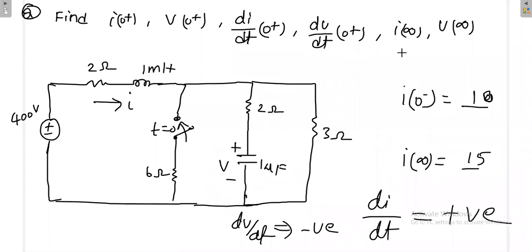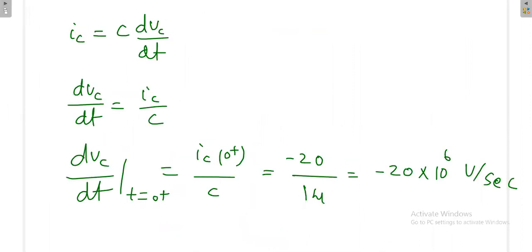Finally, we have to calculate I infinite and V infinite, that means the final current and final voltage at steady state, at t is equal to infinite. Finally, the inductor will be short, the capacitor will be open, and one more change is we will include this resistance because we are closing the switch at t is equal to 0. So what are the steady state values at t is equal to infinite?